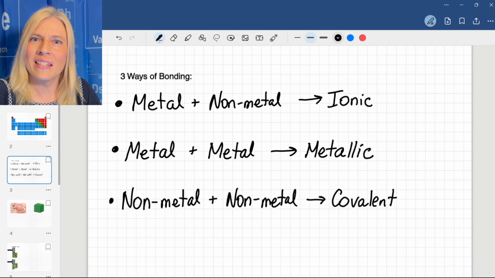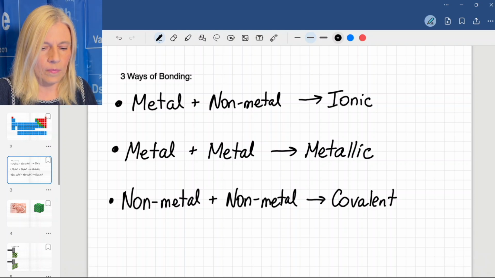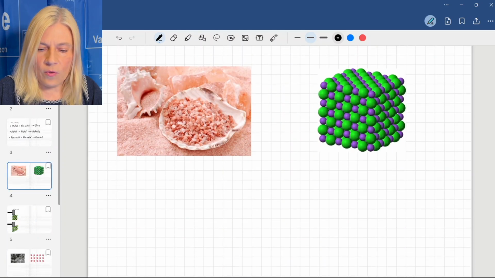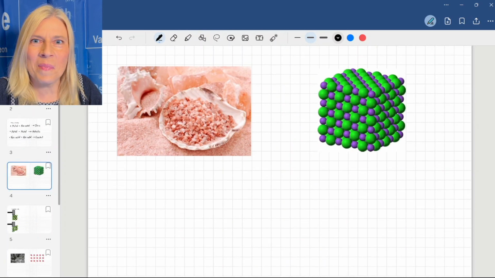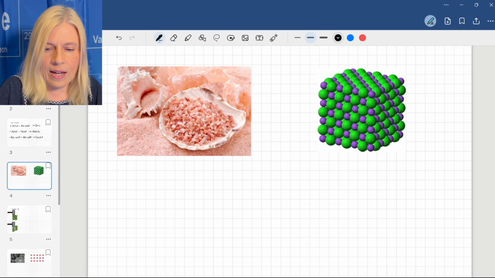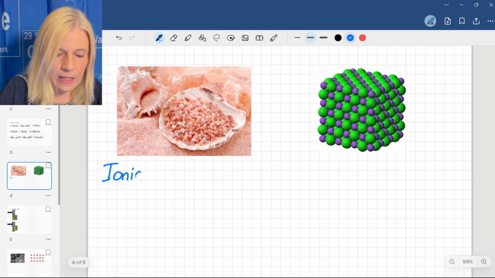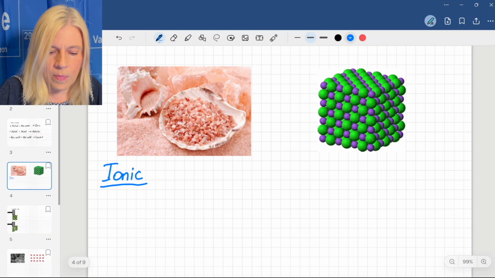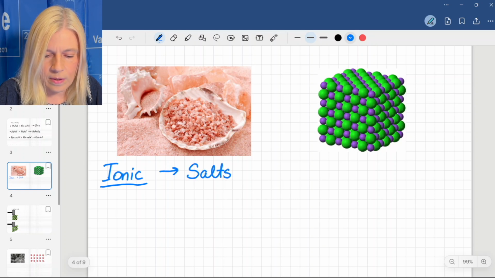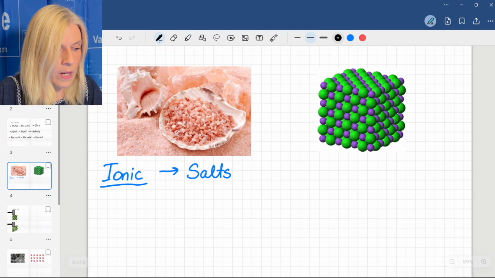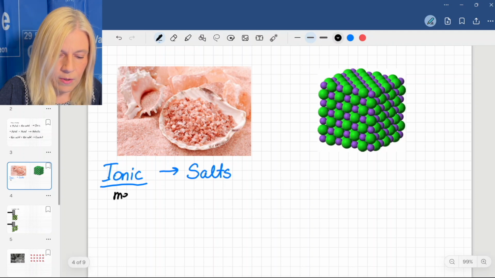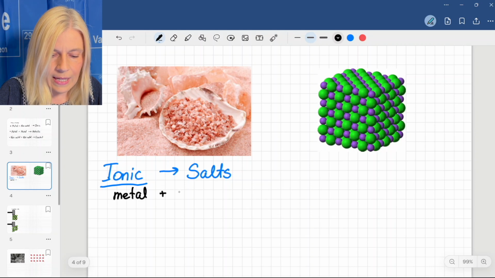Okay, let's explain this bonding a little more, and let's talk about properties. First up will be our ionic bonding. Salts, here are seashells, are examples of ionic bonding. So what's going on? Ionic bonding will form salts. We said that we have a metal plus a non-metal.